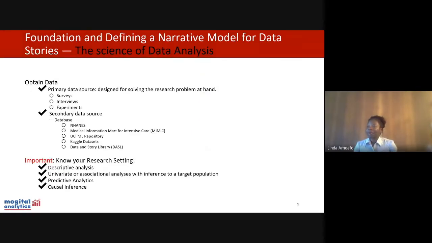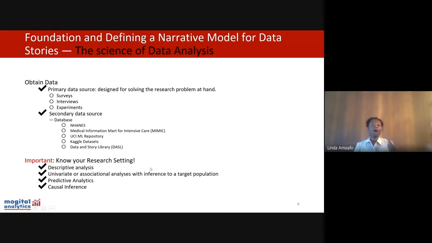Okay, so now that we know what data storytelling is, what it does, and how it could help us, we now consider the science and art of data analysis. For the science of data analysis, we will consider the foundation and defining a narrative model for data stories. As I said earlier, with those three key elements for data storytelling, the first thing that we need is to obtain our data. If you want to do data storytelling, that's the first thing you need to get, because you can't do data storytelling without data.